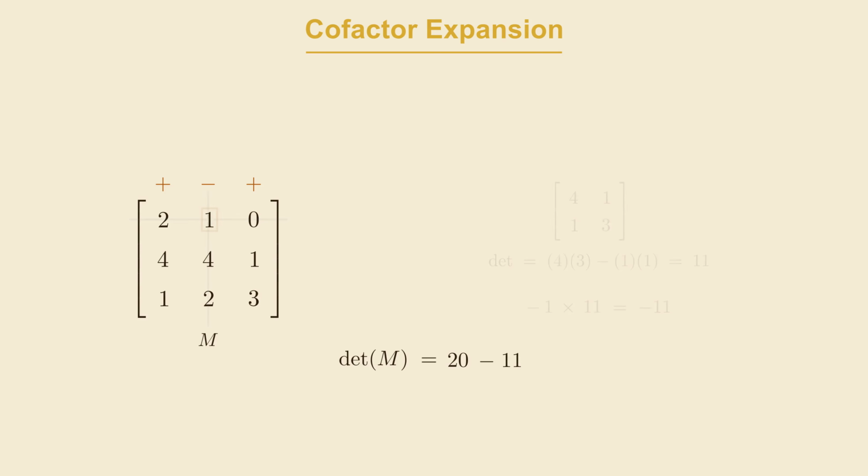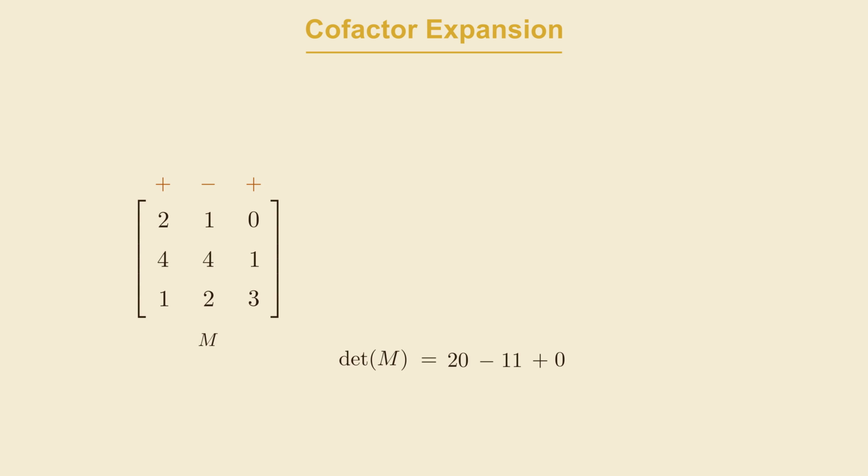The third entry is 0. The sign would have to be a plus sign again because we alternate across the first row. But the good news here is that the entry is 0, so the whole piece is going to be multiplied by 0 and get canceled out. We don't even need to compute the last 2 by 2, and that's the payoff of expanding on a row that has a 0 in it.